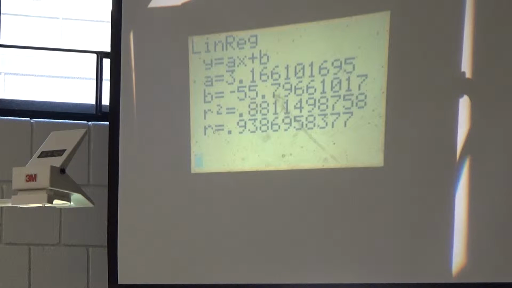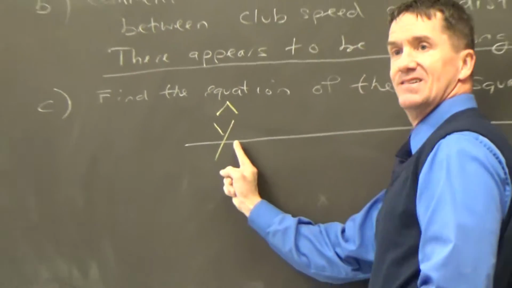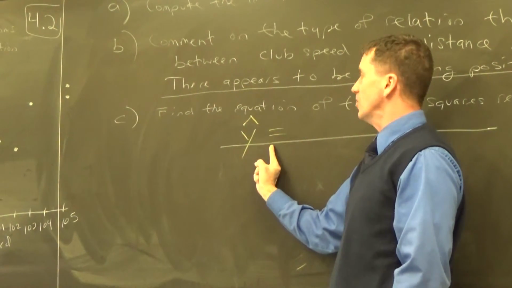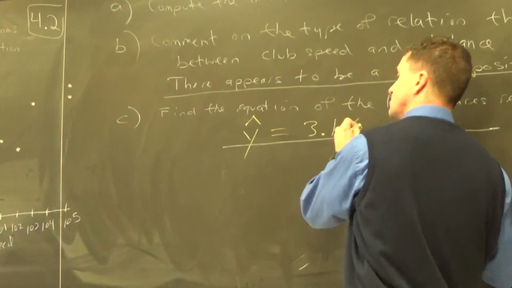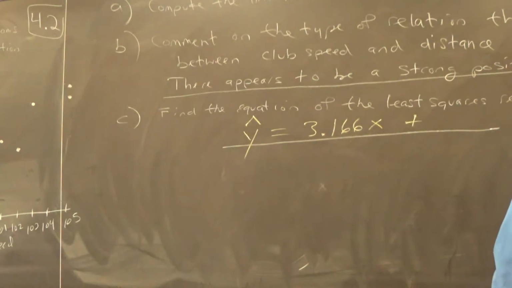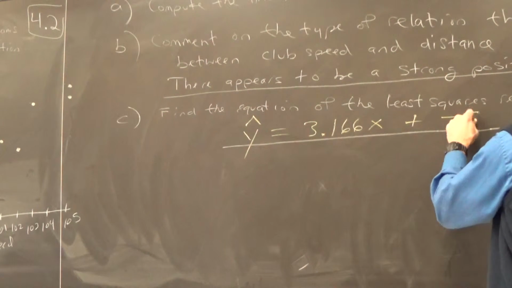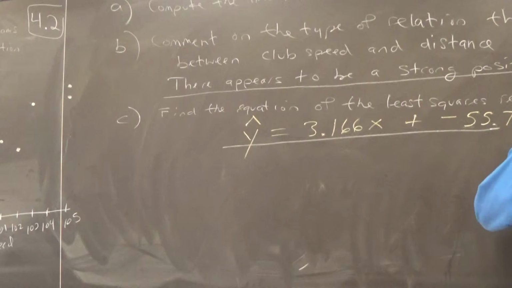Would you put a hat on the Y, though? All right, I'll hit the light so you all can see this. y with the hat on it, right? See, when it's an equation it has to have an equal sign. Y hat equals 3.166 x plus, now you've got to give me the big number. Negative 55.797. Ooh, it's negative. That's it.